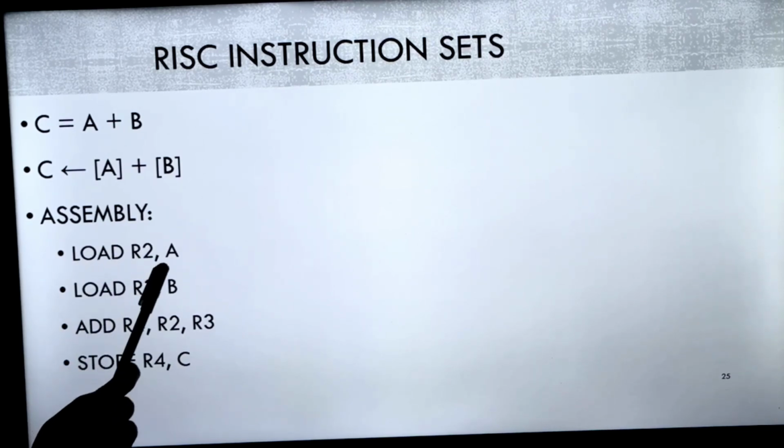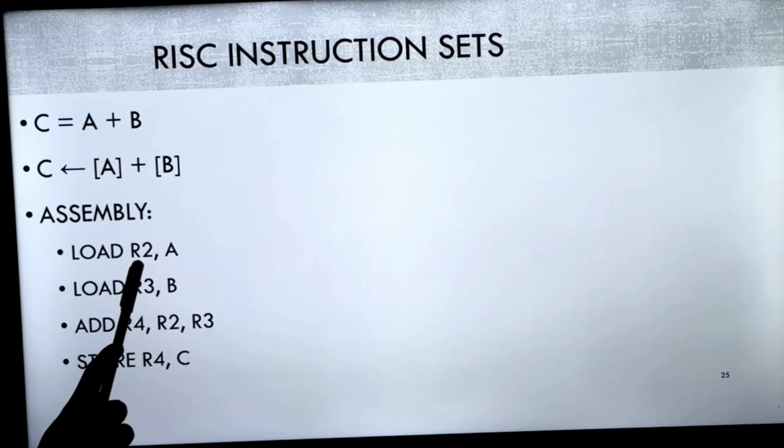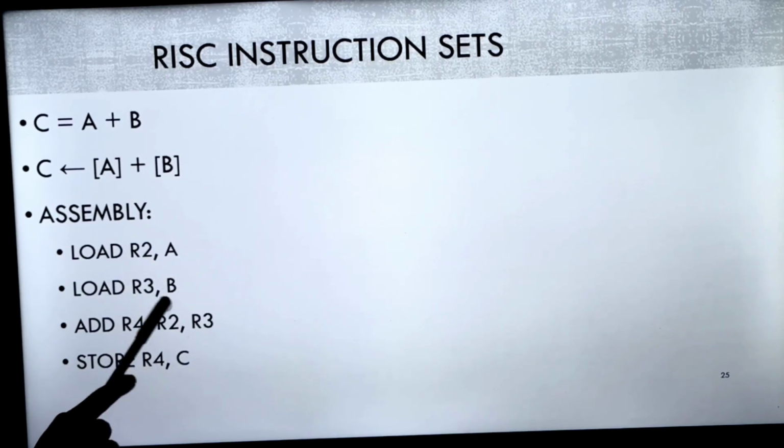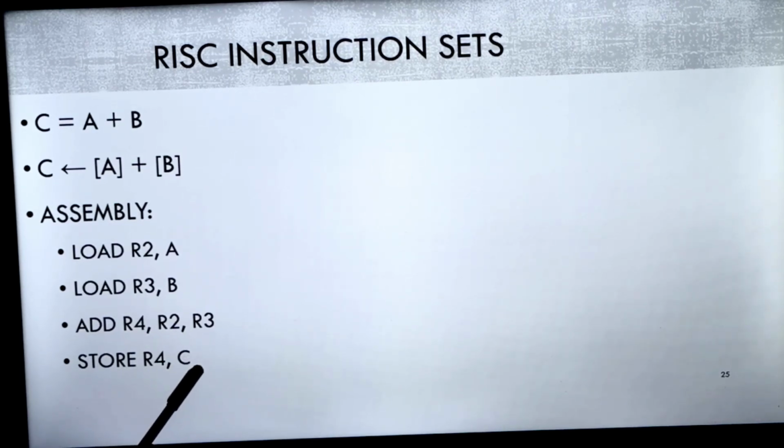See, first I have to load the content from main memory to some registers in the processor. Similarly, I have to load the second element also. Then I can add it. Finally, I can transfer it back to main memory. I cannot directly operate on the main memory itself.